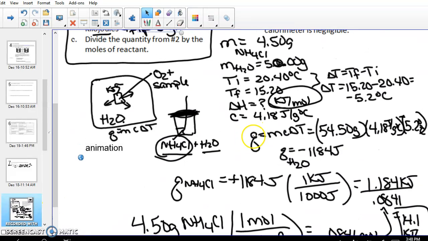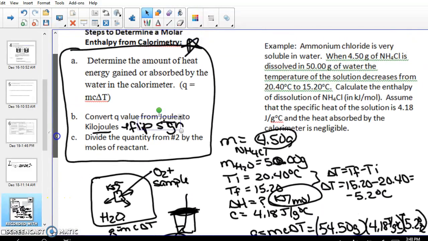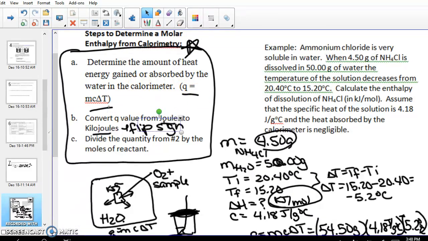It's a little different than my Q. My Q is an extensive thing. It's dependent on how much of that salt I add to my water. So if I were to double the amount of salt here, I would double the amount of joules that were released by the water and absorbed by the salt. But my proportion in kilojoules per mole would be the same. If I doubled my moles, my kilojoules would double, so it would end up being that same ratio, or that same proportion. So to solve this, I'm doing 3 steps. I'm using MCAT to figure out how much energy the water absorbs or releases. I'm going to flip my sign because the salt does the opposite of whatever happens to the water, convert to kilojoules, and then I'm going to divide my kilojoules by the moles of reactants that I had.